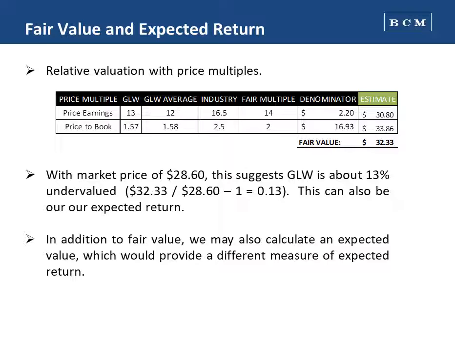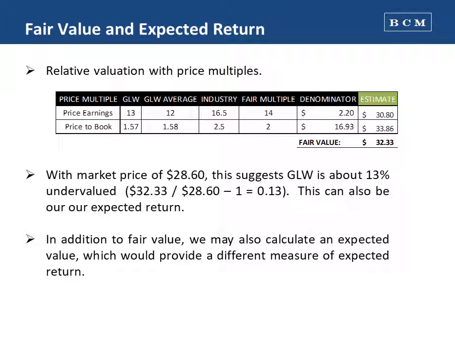So let's start by looking at the price to earnings multiple in the table. We know that for Corning, the current PE is 13. We just calculated that. In the next column, we see that Corning's 10-year average PE is 12, which we got from Morningstar. The next column shows the current average PE for the industry is 16.5. In the next column, we need to come up with what we think is a fair PE for Corning, a fair PE multiple. Now, this is subjective.